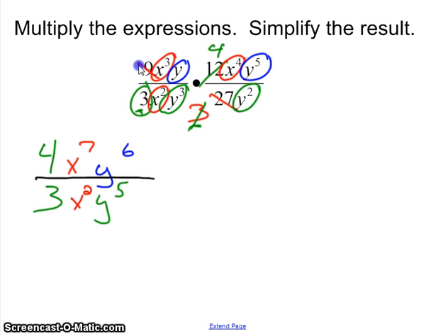All right, now, one more step to the final answer. 4/3 cannot be simplified, so I'm going to leave a 4 on the top and a 3 on the bottom. X to the 7th divided by x to the 2nd, subtract the exponents, is x to the 5th. And then y to the 6th divided by y to the 5th, subtract the exponents, is y to the 1st. Okay, that's it.